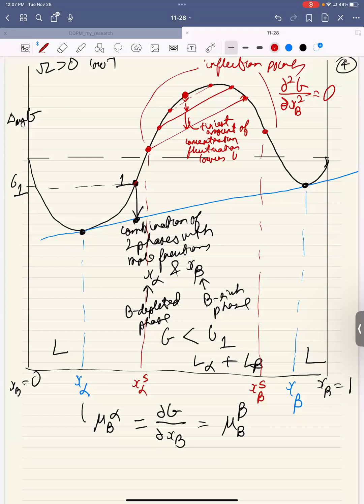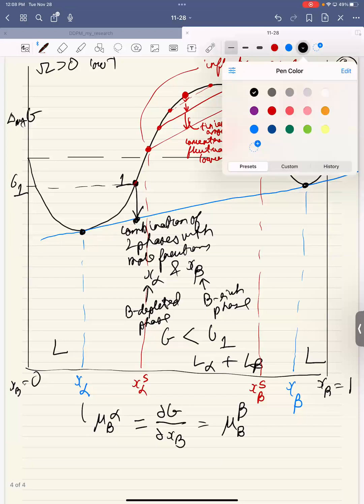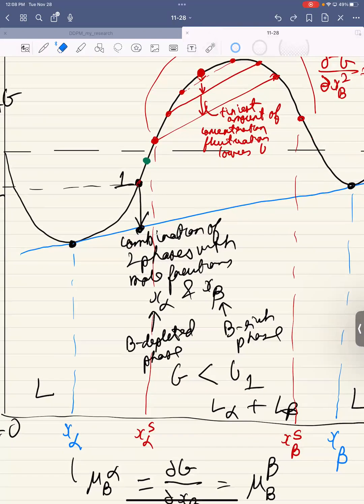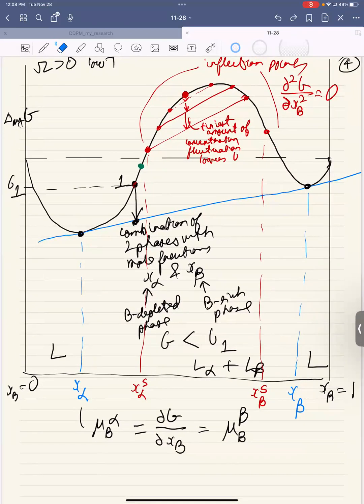So let's say you're over here, let's color it in green. Can you make a similar change to what I did, for a point on the green part? You cannot do that, right? If you make a tiny fluctuation over here, and I will post some extra notes on it, it's not necessarily going to lower the free energy. The tiniest amount of fluctuation leads to lowering of free energy only if you are between the 2 inflection points, okay?